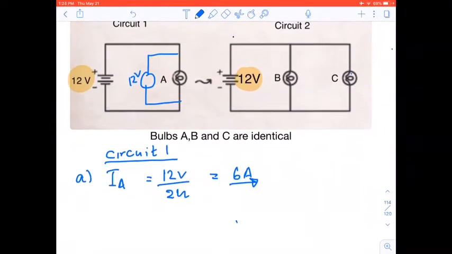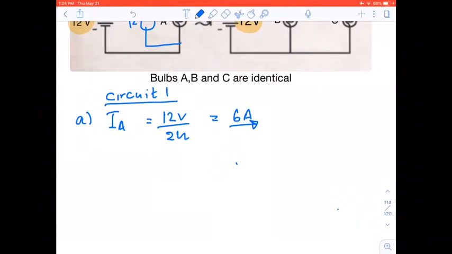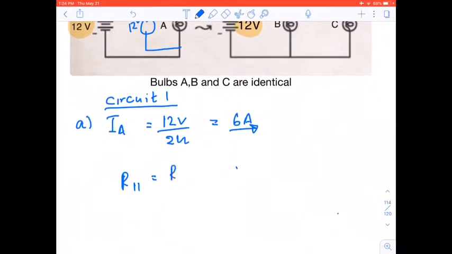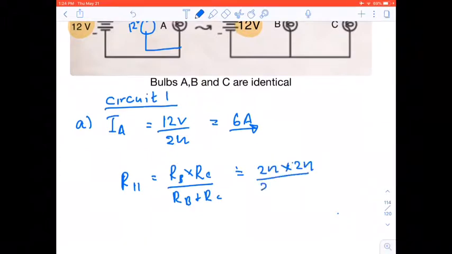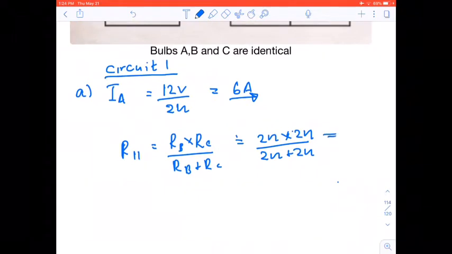Here we want to know what is the current, so we want to determine the resistance. So resistance in the parallel branch would be equal to RB times RC all upon RB plus RC, which would then be equal to 2 ohms times 2 ohms all upon 2 ohms plus 2 ohms, which then means this is equal to 1 ohm. So the total resistance is 1 ohm.